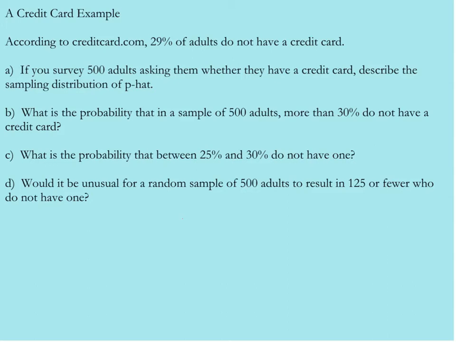Okay, in this next example, we are given the information that according to creditcard.com, 29% of adults do not have a credit card. All right, and then we're basing the rest of the work off of that known percentage. All right, and in part A, we are given that we're surveying 500 adults, asking them whether they have a credit card. Describe the sampling distribution of p hat. So what that means when you see describe the sampling distribution, what is the shape, what is the center, what is the spread?